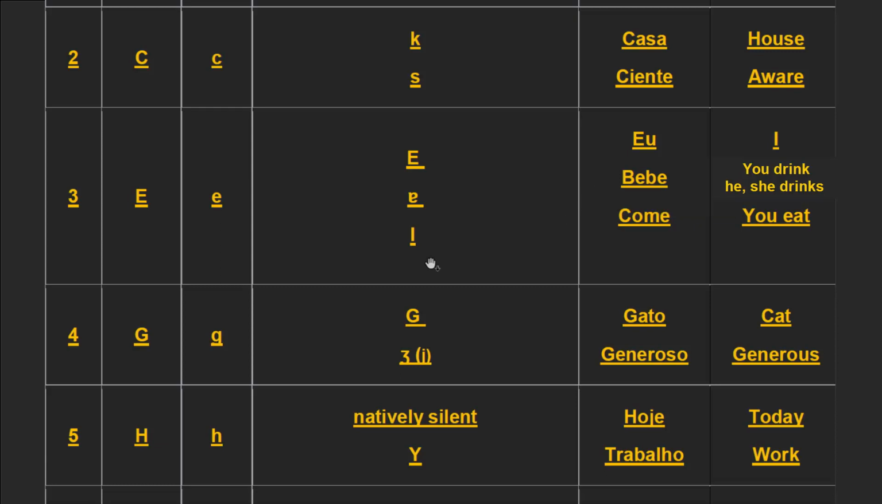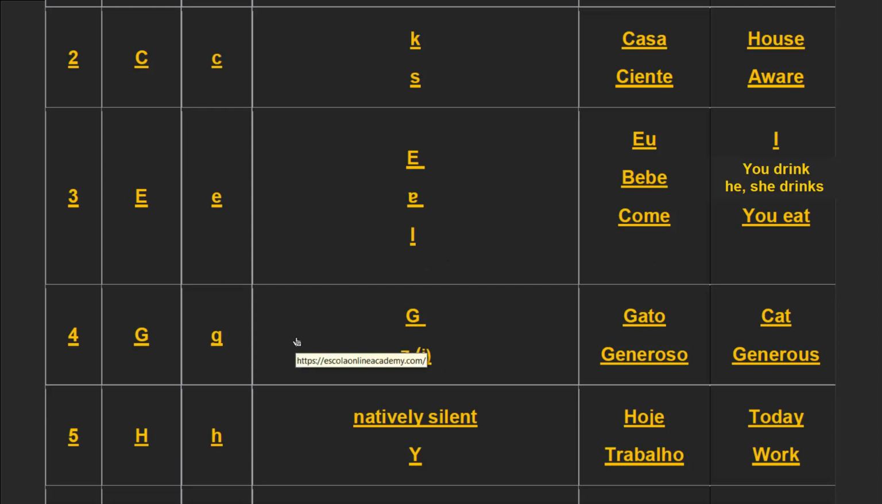The third pronunciation for letter E is pronounced as E. The example that we have here is "you eat", which means in Portuguese come, come. Notice that when letter E comes by the end of the word, we pronounce it always as E.